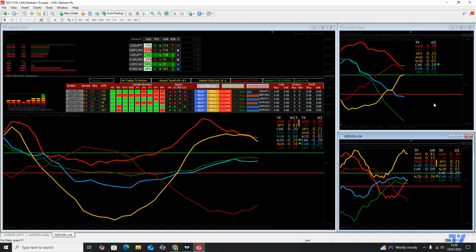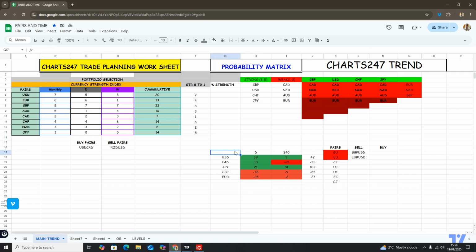And I don't look at all the pairs. The pairs we're going to be looking at today will be the CAD yen, the pound dollar, the dollar yen, euro dollar, dollar CAD, and the euro CAD. And as you can see, I've already compiled this information into a simple table like this.